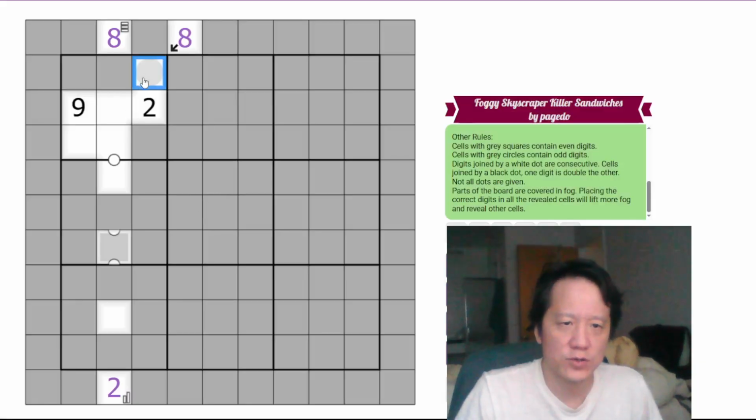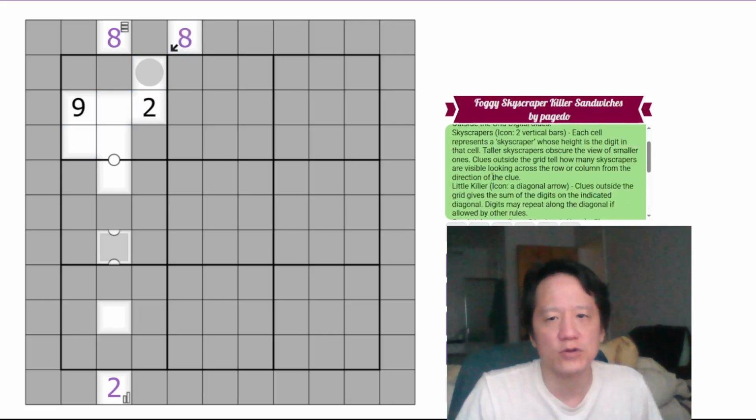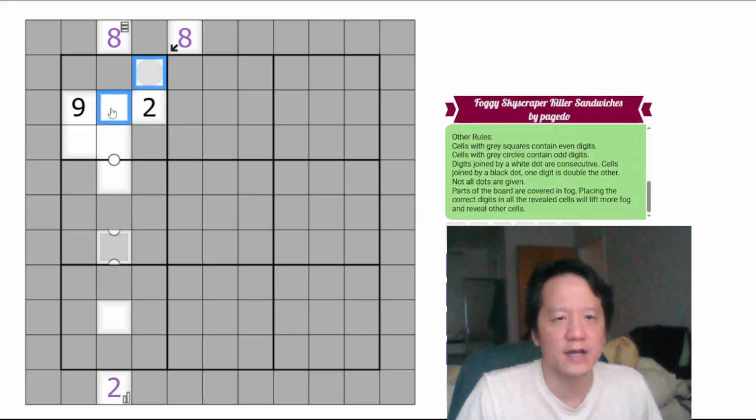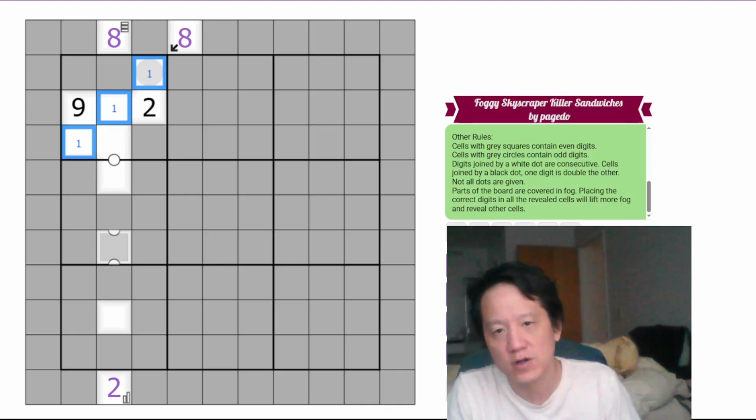Okay, so here, let's start with the 8 little killer clue here. That's saying that 8 has to be the sum of these 3 digits. Well, we already have a 2 here, so you cannot have 1, 2, 5 adding up to 8. It has to be 1, 3, and 4.